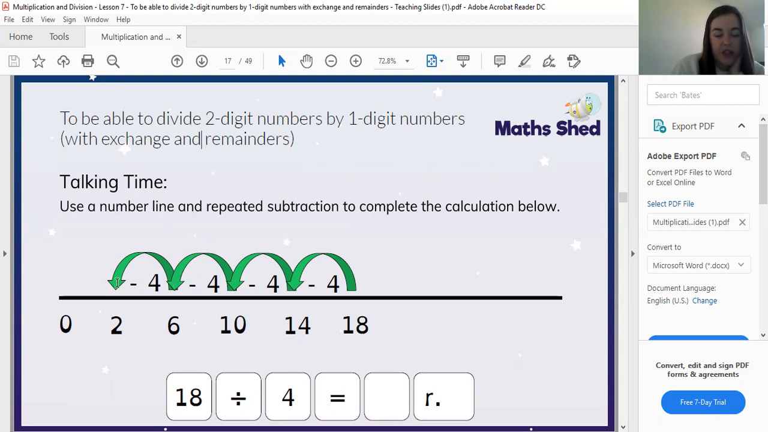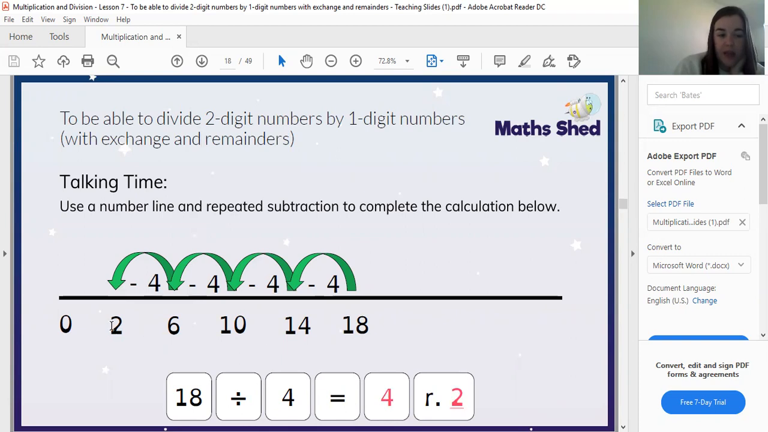6 take away 4 is 2. Now I have to stop there because if I took another 4 away, we're going to be below 0, and we don't want that to happen. So we're going to stop on 2, and we're going to count how many times we've jumped, which is 1, 2, 3, 4.